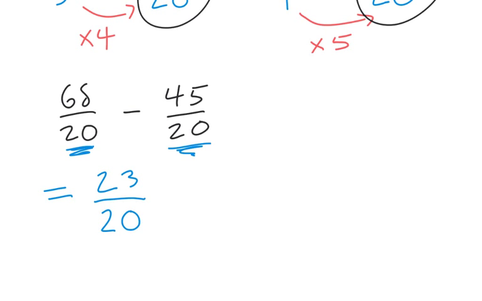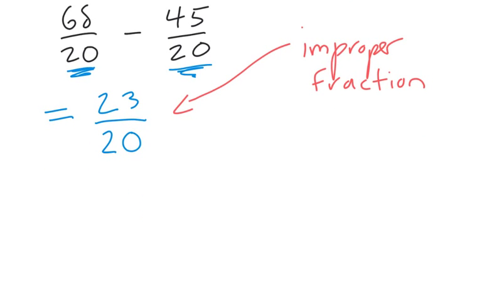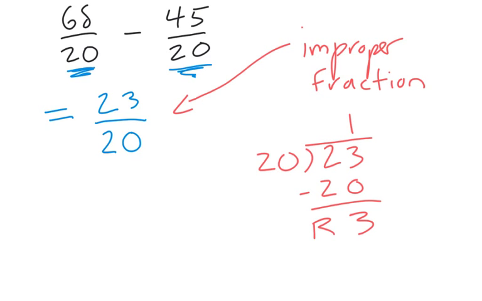At this point, you should realize that our answer here, 23 over 20, is actually an improper fraction because the numerator is greater than the denominator. So we're going to go ahead and convert that into a mixed number. So remember, fractions are just division. What we're actually doing is we're going to divide 23 by 20. So 20 goes into 23 once. 1 times 20 is 20. We're going to find the difference between these two numbers, which gives us 3. So a remainder of 3.